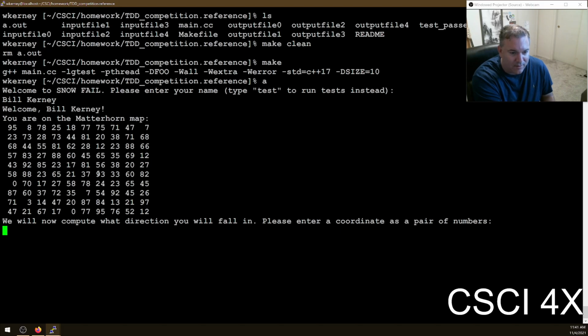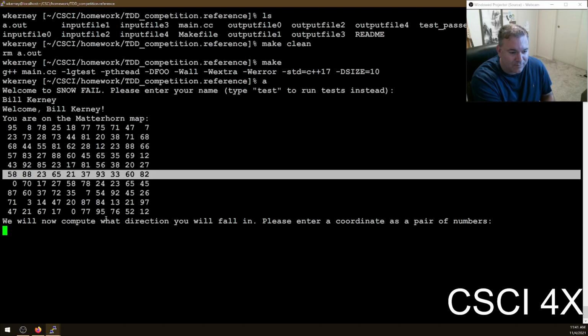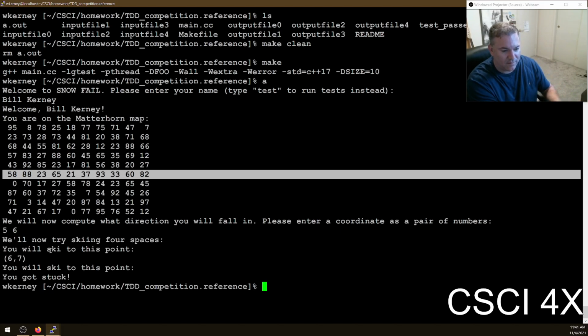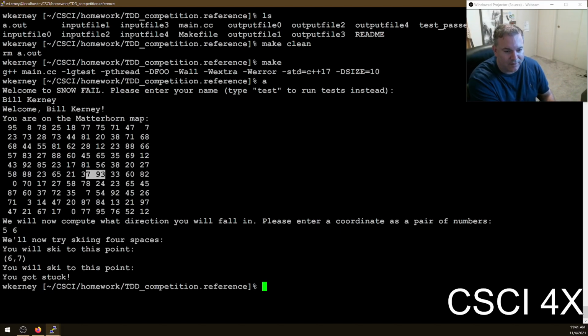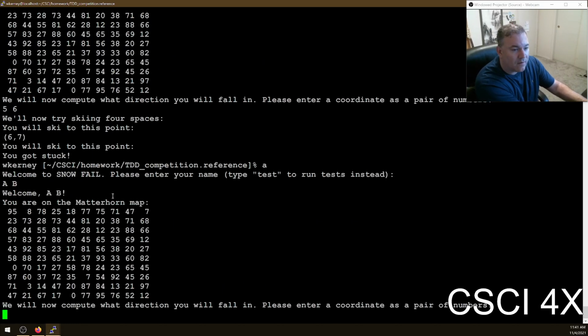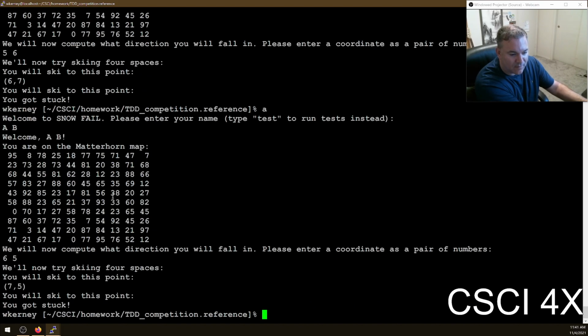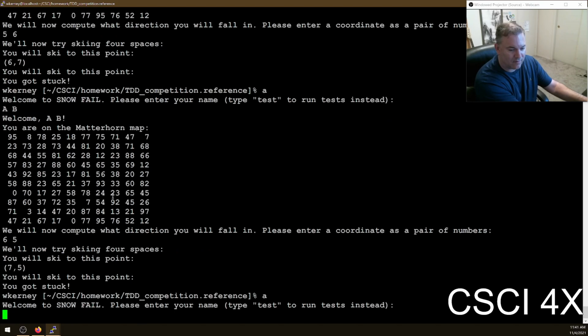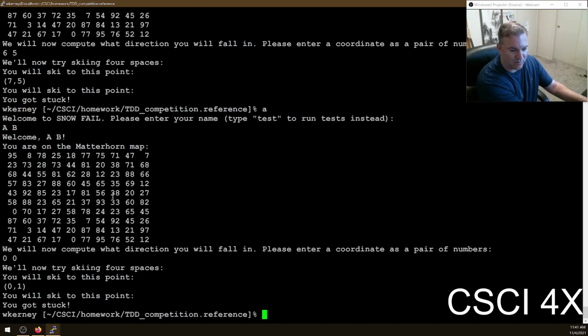So this is going to be, what is this? 1, 2, 3, 4, 5, 6. Row 6, column 5 probably. Count 0, 0, 1, 2, 3, 4, 5, 6. And so it'll tell you ski to this location. Maybe it's the other way down. 6 and 5. I don't know. Does it start at 0? Does it start at 1? Okay, so at 0, 0, you ski to 0, 1. You ski downhill. So row 0, column 1. Okay.